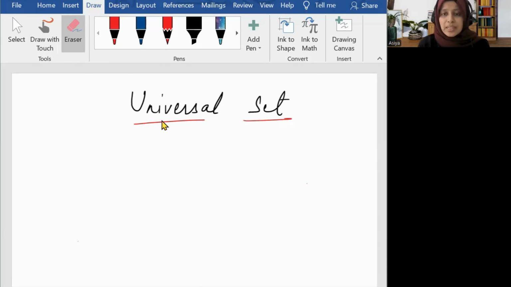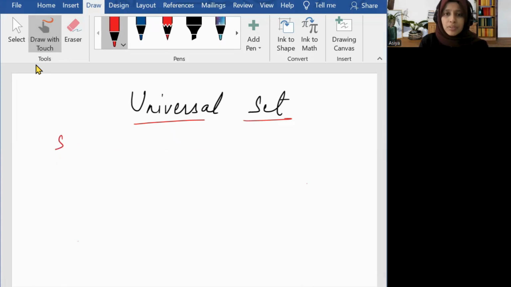What is this universal set? A universal set contains all the elements of all the sets without repeating any of the elements. Now let us understand this through an example. Suppose you have a school. Now it has grades 1 to 12 in it.